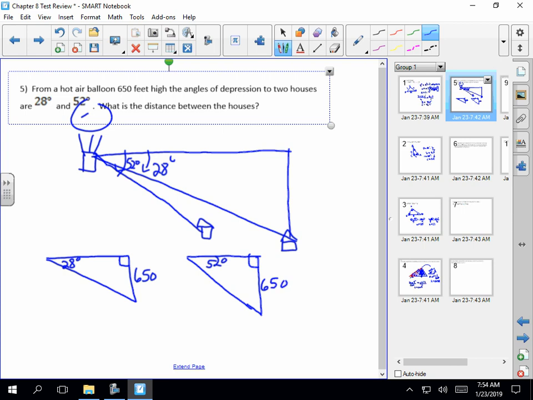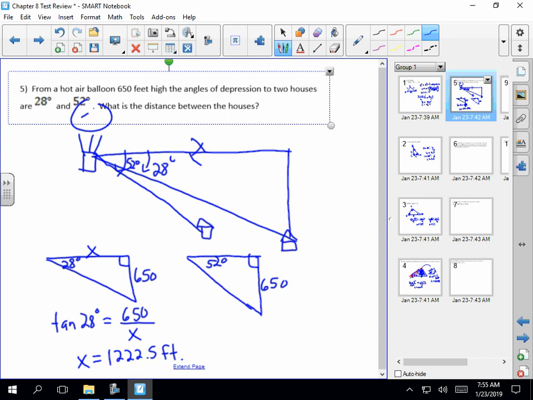So we're going to set up a couple different just right triangle trig problems here. For this first one, we have tangent 28 degrees equals opposite 650 over adjacent x. And then solving for x, I get 1,222.5 feet as the distance. We'll call that distance x. So that's this full distance up here.